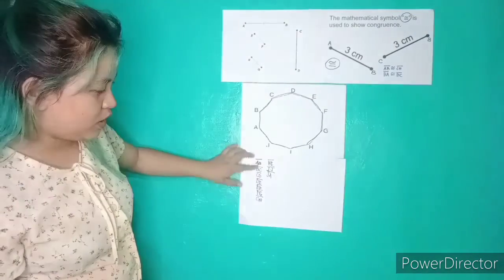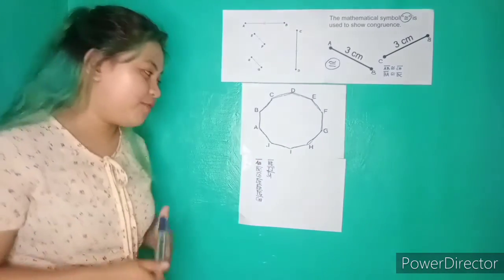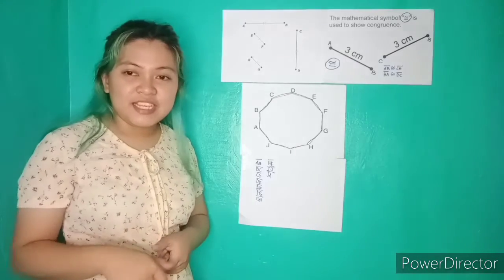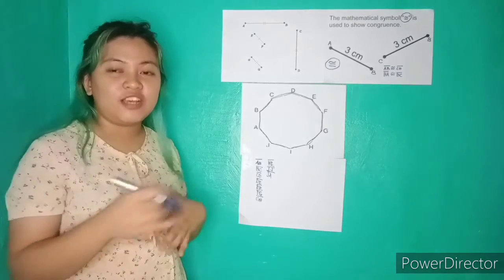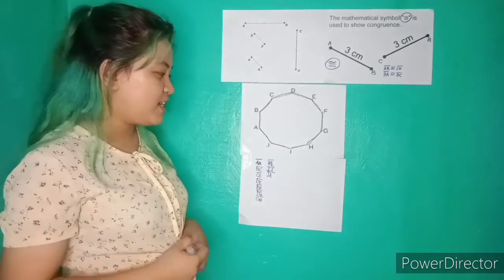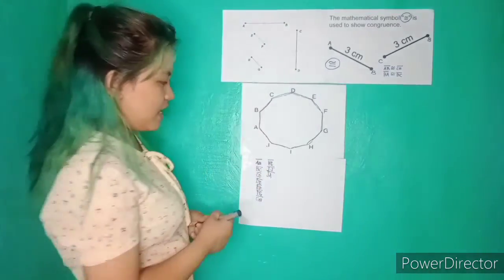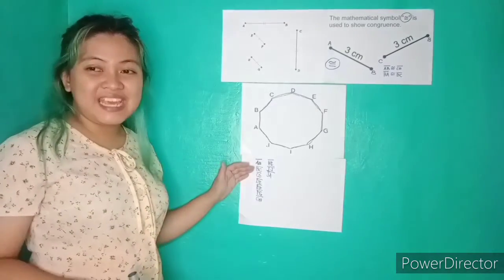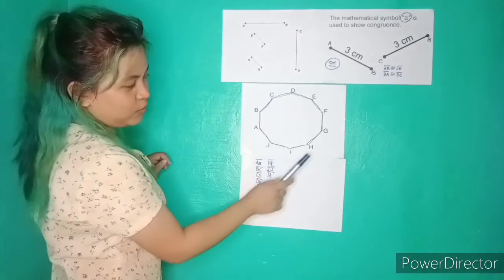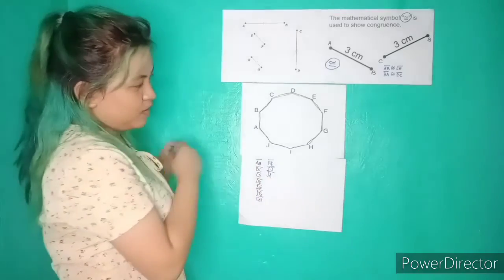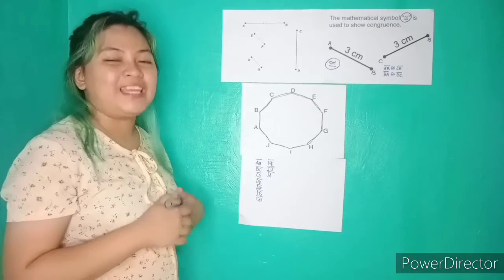So how many do we have? 1, 2, 3, 4, 5, 6, 7, 8, 9, 10. So we have found 10 line segments. Since they are congruent to each other, we can have different combinations to show congruence, okay? We can have AB is congruent to HI. And we can have BC is congruent to GA. So BC here is congruent to JA. Because all of these sides in this decagon have the same length.